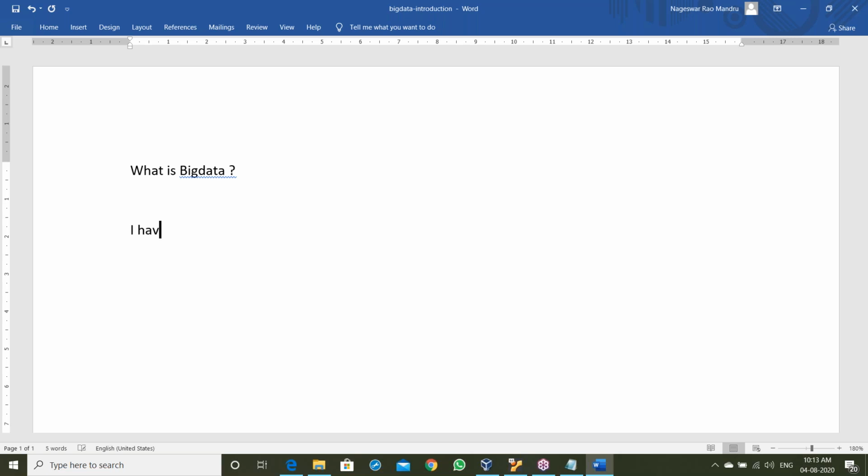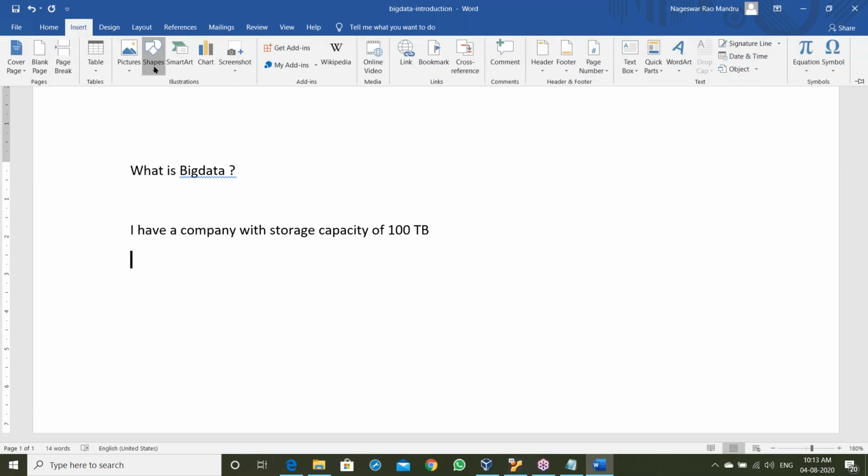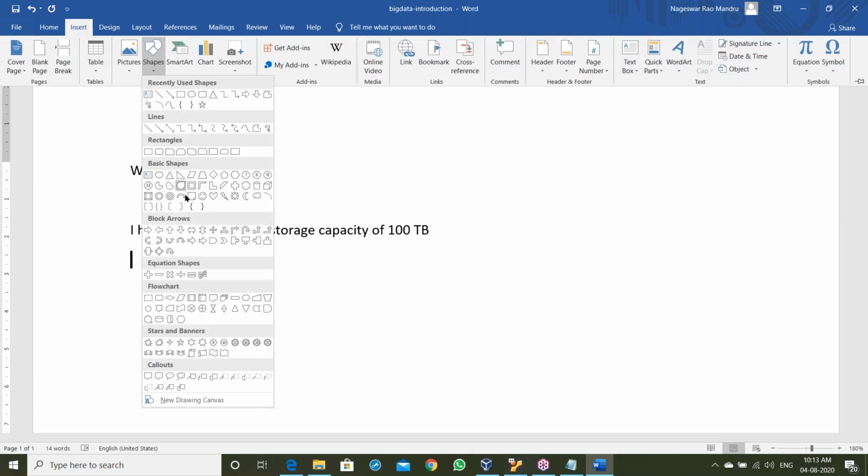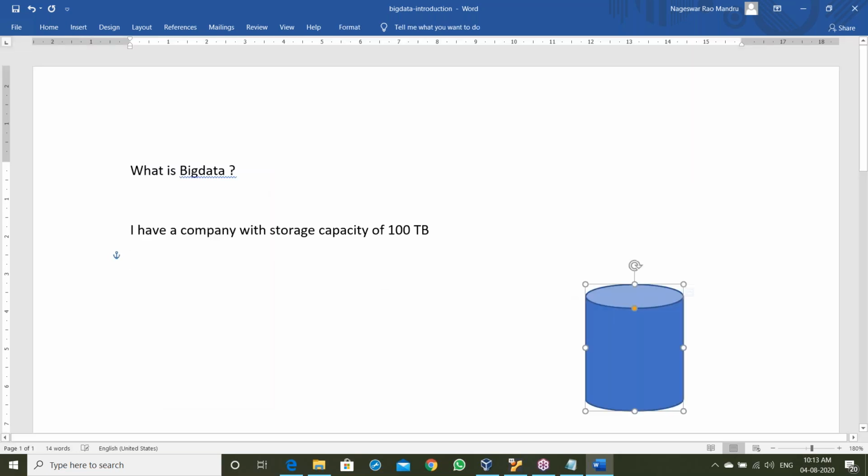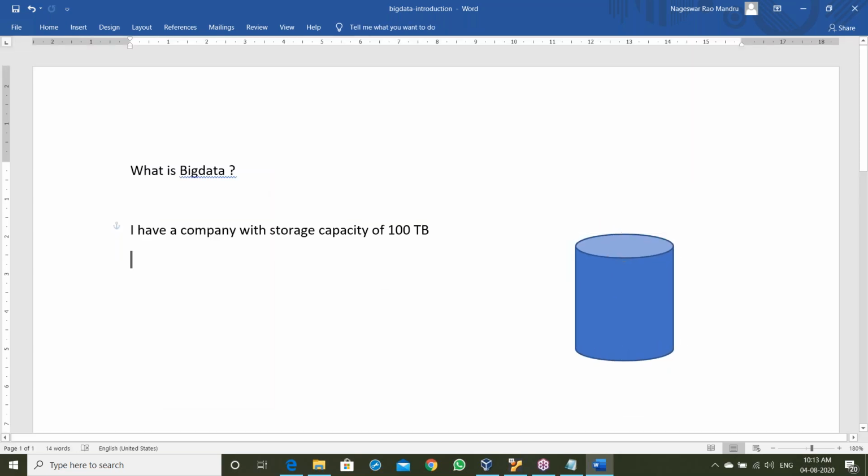Suppose I have a company with a database server with a storage capacity of 100 terabytes. This capacity is 100 TB.